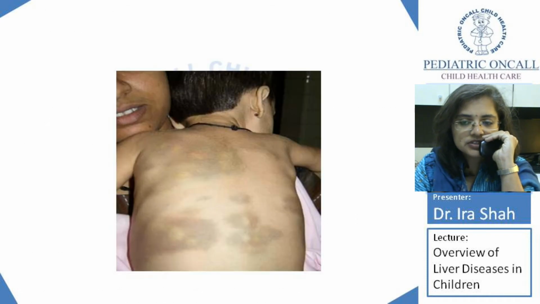Can anyone tell me what this is? This is a child who's got a lot of bleeds. He's vitamin K deficient. He's just got ecchymosis all over the skin. This is vitamin K deficiency because of liver disease.